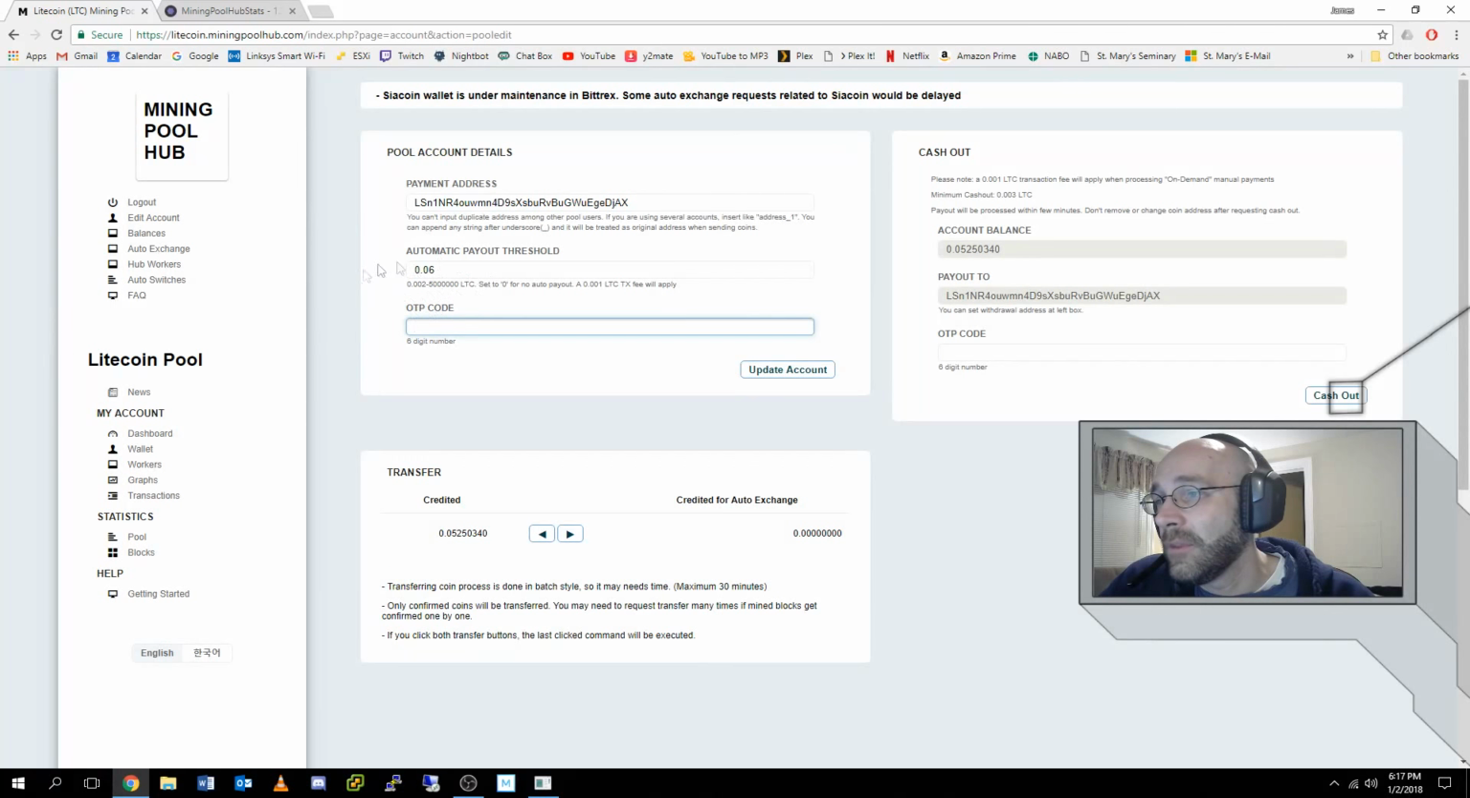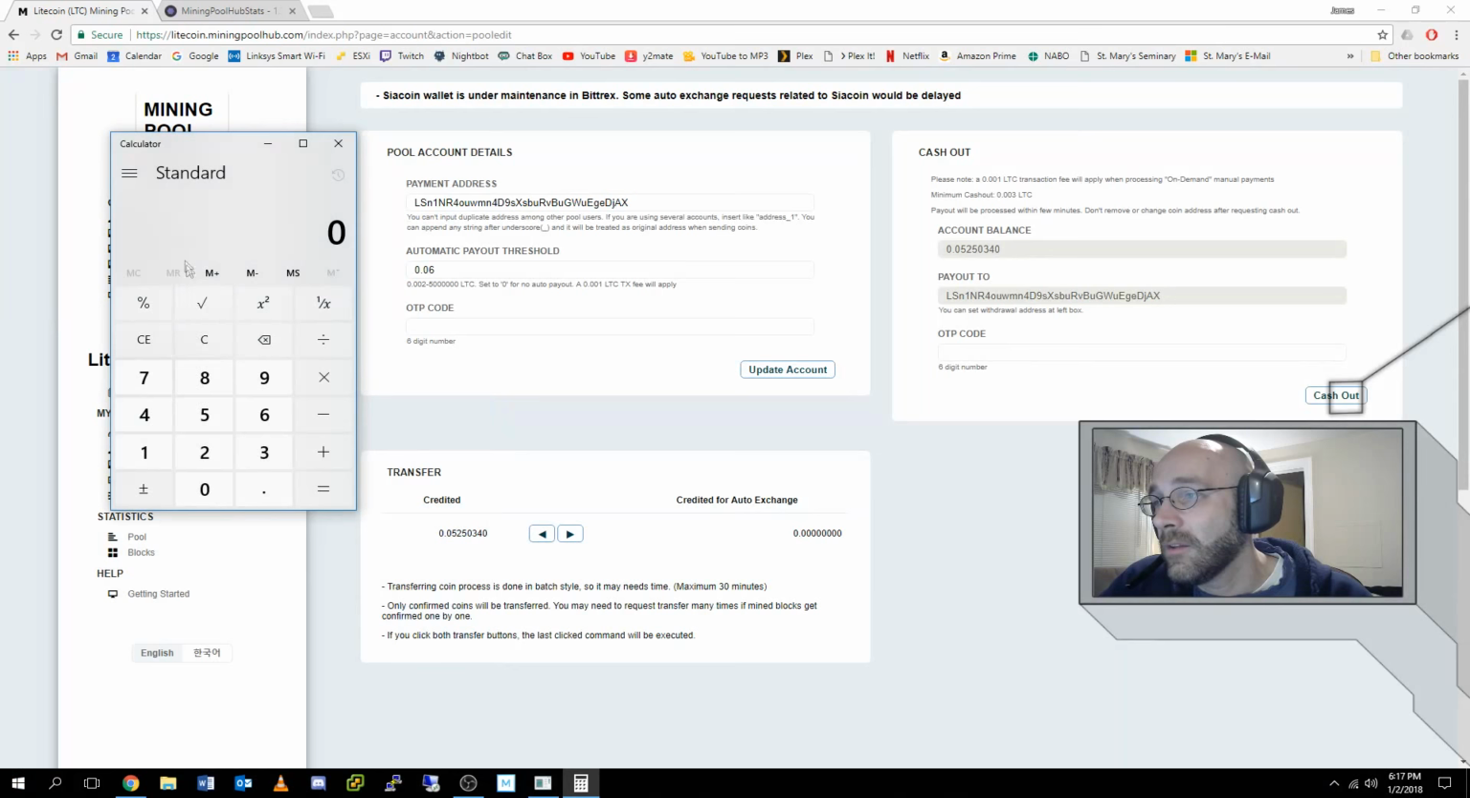If you want to figure out what's reasonable, you can do a very simple equation here. Let's go to the calculator. You take the transaction fee, which is 0.001, and divide that by whatever number you set in your threshold. For me, it's 0.06. To express that as a percent, you multiply it by 100, so you just move the decimal place 2 points to the right. There we go. It'd be 1.6 repeating, or 1.7 percent.